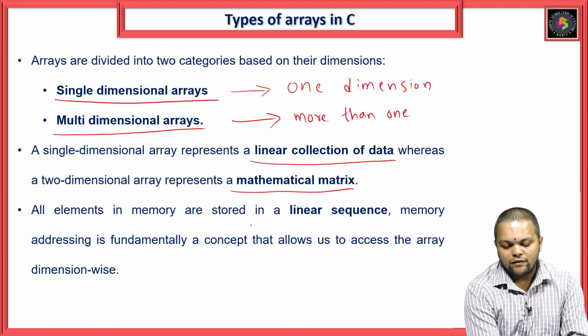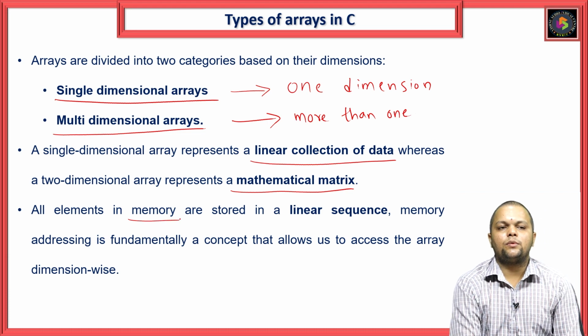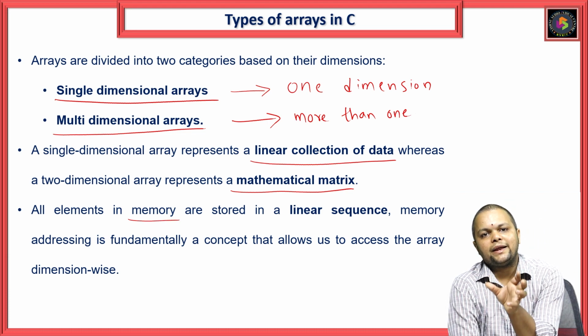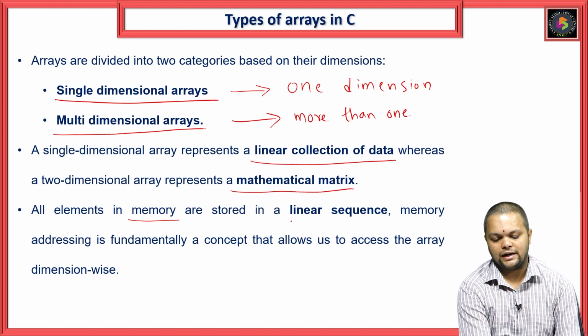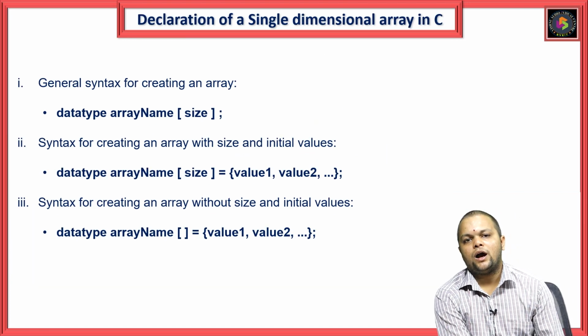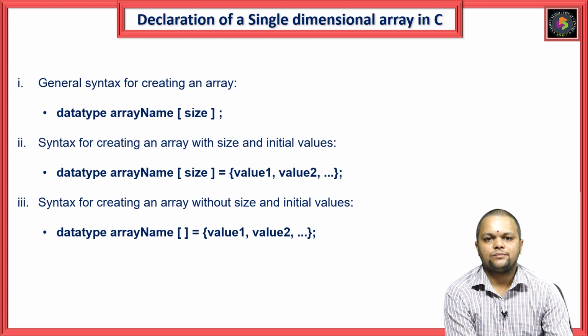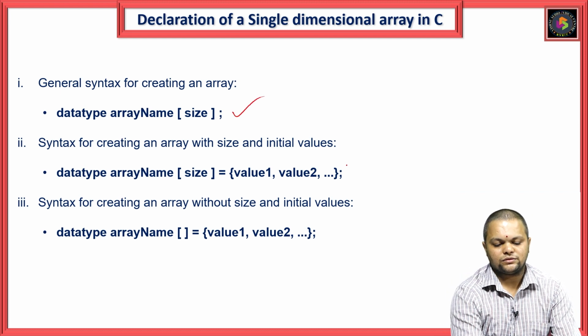Now, how is the memory stored? Memory is again stored in a linear way. How it is stored in a linear way, we will see that. Before that, we will see how to declare a single dimension array. There are three ways of declaration. This is the first way.